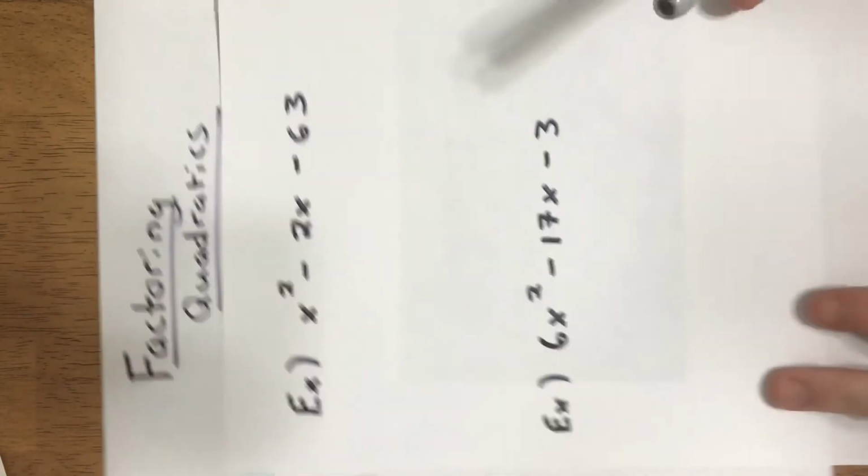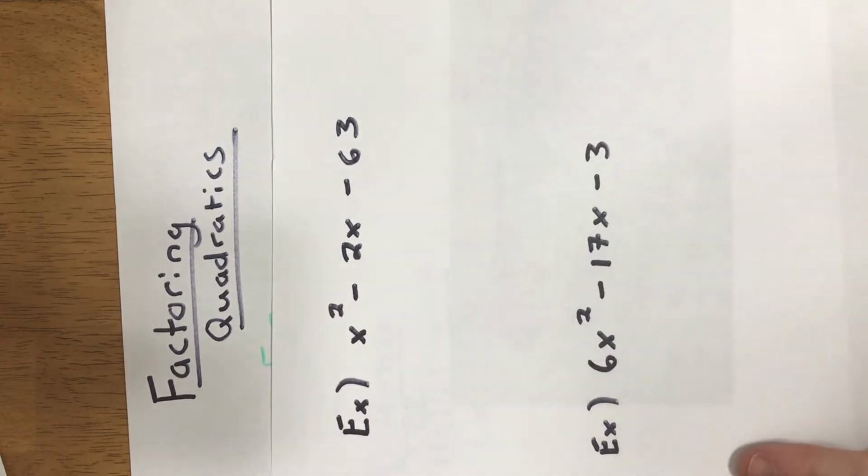All right, next one we're going to take a look at here. x squared minus 2x minus 63.